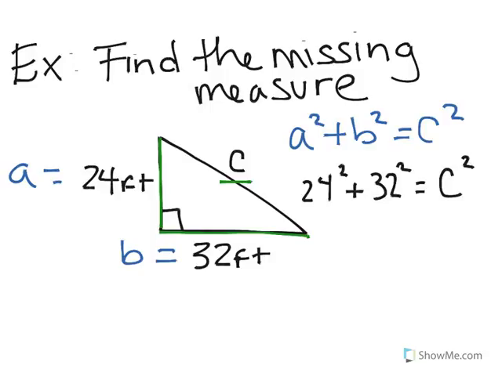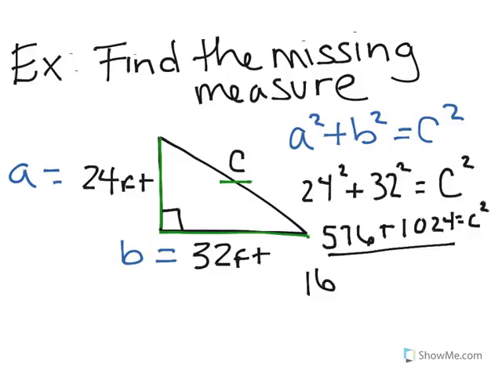Now you can definitely use the calculator on this. You don't have to do this by hand. So when you type in your calculator 24 to the second power, 24 times 24, you're going to get 576. And then 32 to the second power, when you type that in, you're going to get 1,024. Okay, so then all we have to do is add these two up. So we're going to have 1,600 equals c squared.